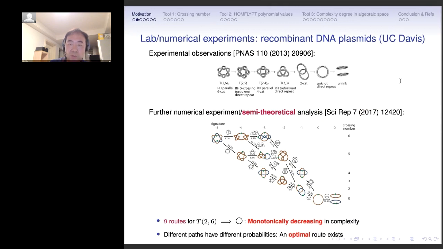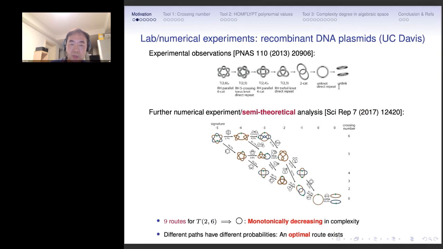The first line comes from a 2013 PNAS paper. That is a sequence showing the decay of DNA recombination, from here to here. That is the T(2,6) torus link with six crossing sites. Then T(2,5), then T(2,4), T(2,3), that is the trefoil, and then the Hopf link and so on, right?